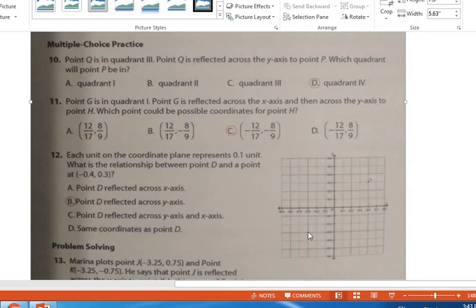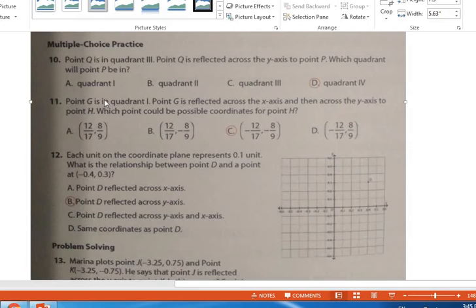Okay, if it makes a reflection, where is point P? It goes to the quadrant that passes the y-axis. This is the y-axis, and the point is here, Q. I want it to pass the y-axis. So it will reflect from here, so it will be in quadrant 4, right?